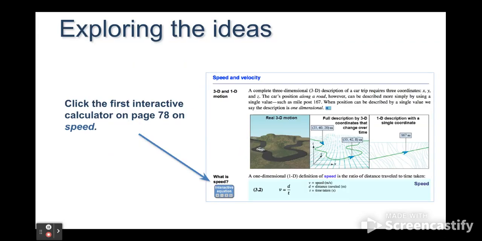In the book, in your reading, you are going to have the opportunity to play with some equations. I really want you to take the time to do that, to get in and use the interactive calculator that starts out on page 78. That's the start of the unit. Use that calculator to solve problems, either for distance, time, or velocity, depending on what you're given in that particular problem, and try out some different problems.